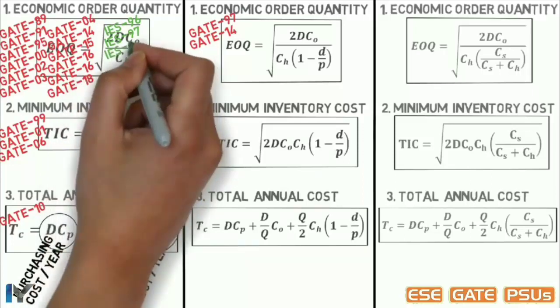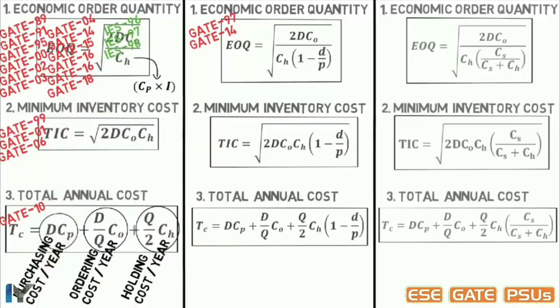In 98, which of the following cost elements are considered while determining the EOQ? So answer will be carrying cost and procurement cost. In 2002, again directly formula of EOQ was asked.